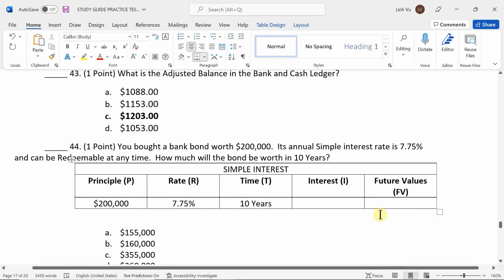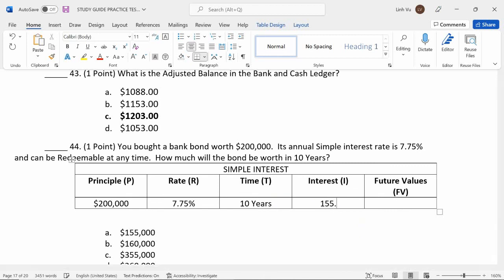You take the 200,000 times the interest rate of 0.0775 times 10 years. What are you solving for when you do that? Your interest that you'll be earning. So in this case, you got a total interest of $155,000, right? So what is your future value going to consist of?